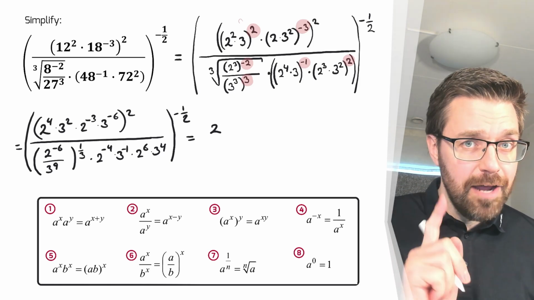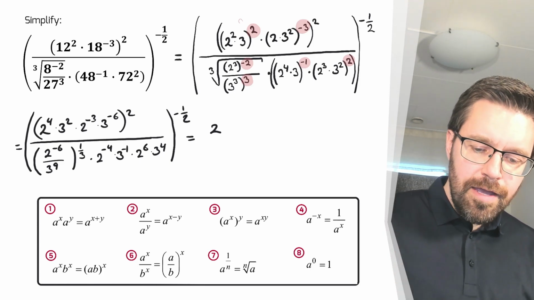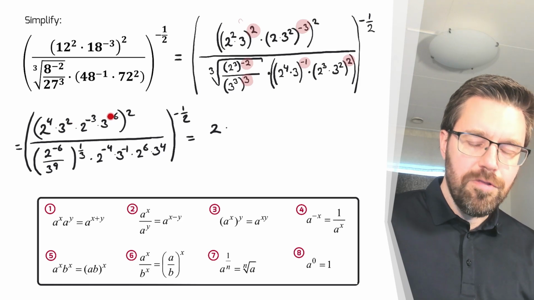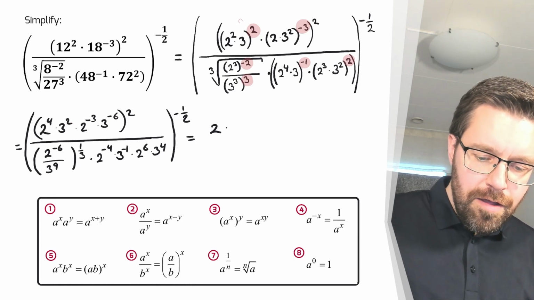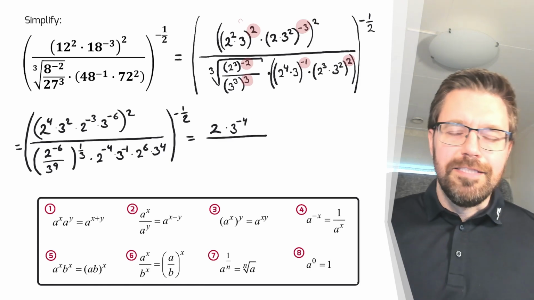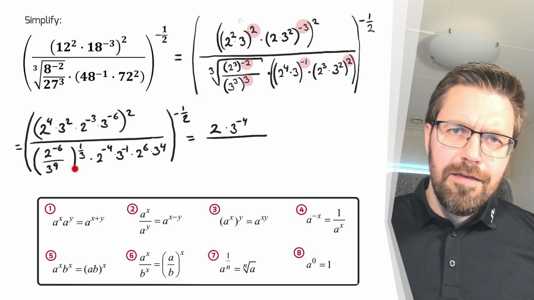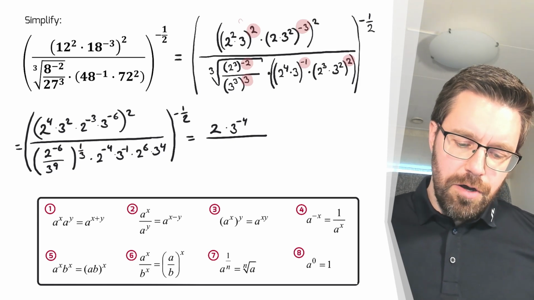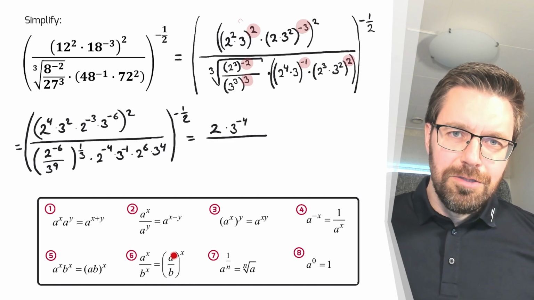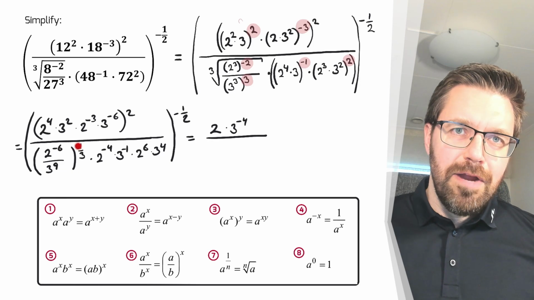And I don't write this exponent because 2 raised to 1 equals 2. For 3, if we add the exponents 2 and minus 6, we get minus 4. So 3 raised to minus 4. And in the denominator, in this bit here, we can use rule number 6 to move the exponent into the numerator and denominator in this part of the expression.